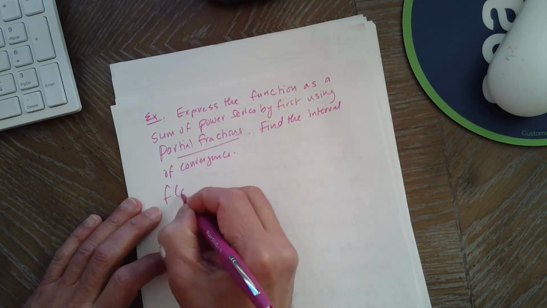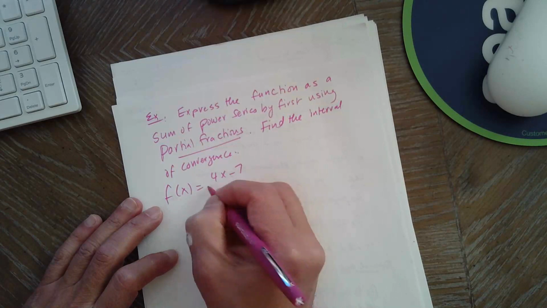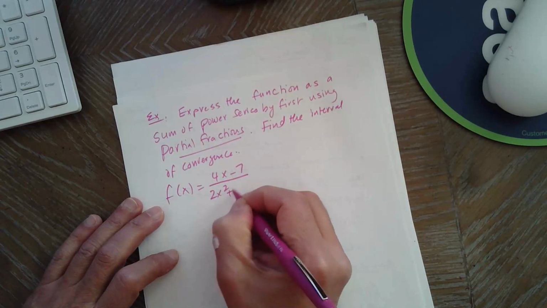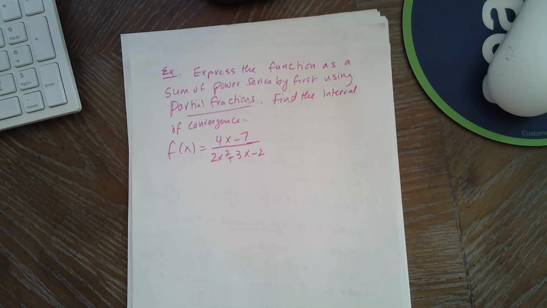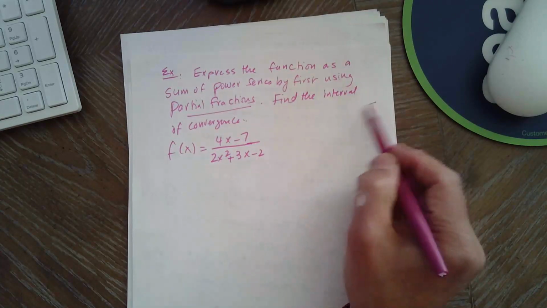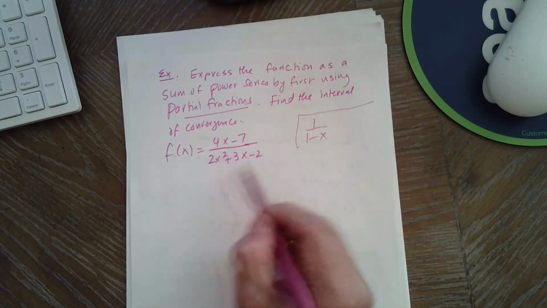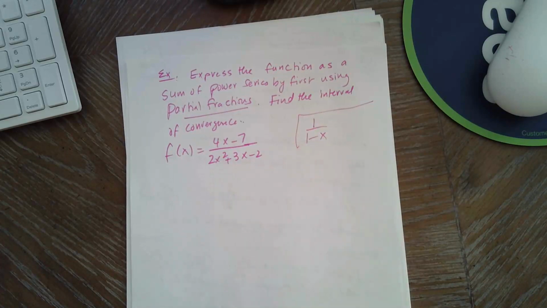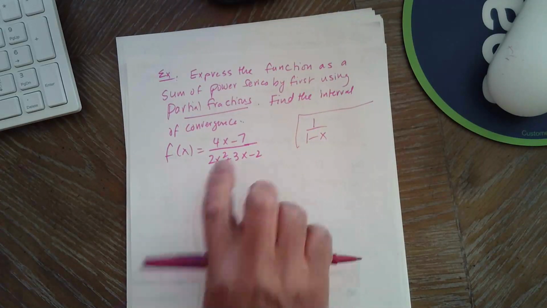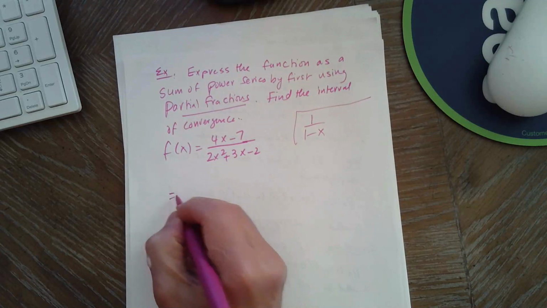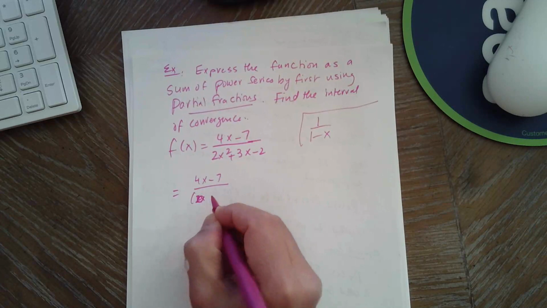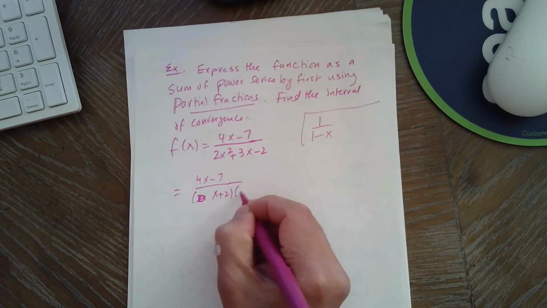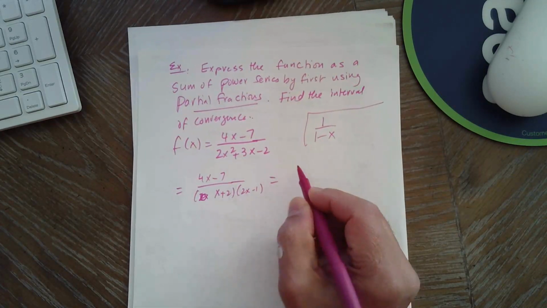And the function that we're looking at is (4x minus 7) over (2x squared plus 3x minus 2). So first, you want to express the function as a sum of power series, because remember we only have this, so we can't use a power series if it's not similar to that. So we're going to break down the bottom. Luckily it does break down. It's x plus 2 times 2x minus 1, factoring it.